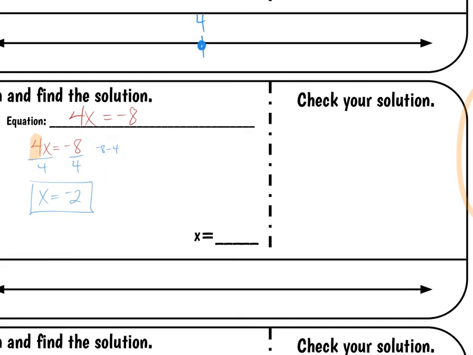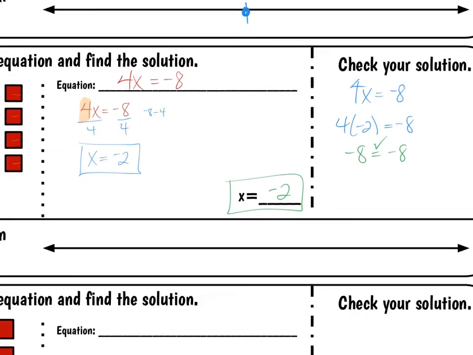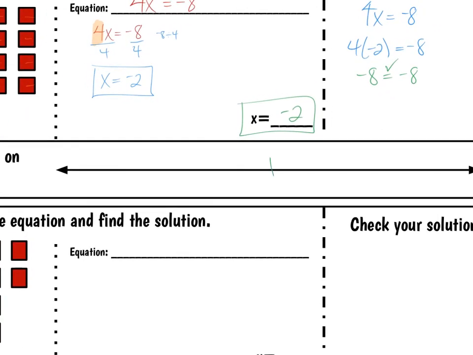Then I can plug it in and I can check. So we had 4x is equal to -8. If I replace that x with -2, we need to see if that gives us a balanced equation. So -8 does equal -8. Therefore, -2 is our solution. And to put it on the number line, we plot -2 and we put a closed circle at that position.